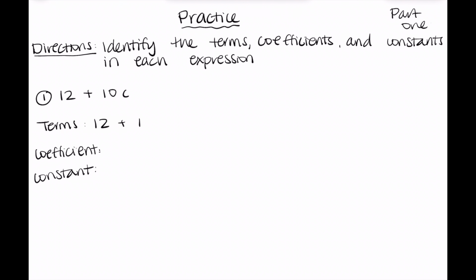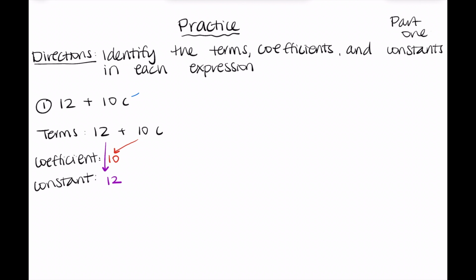So our terms here are just what makes up our algebraic expression, which is the whole thing, right? It's 12 plus 10c, that is our algebraic expression. Those are the terms in it. Now looking for our coefficient, the coefficient is the number in front of our variable. Here our variable is c. So our coefficient would be 10. Our constant is just the number that does not have any other term associated with it. And our constant in this example is 12.